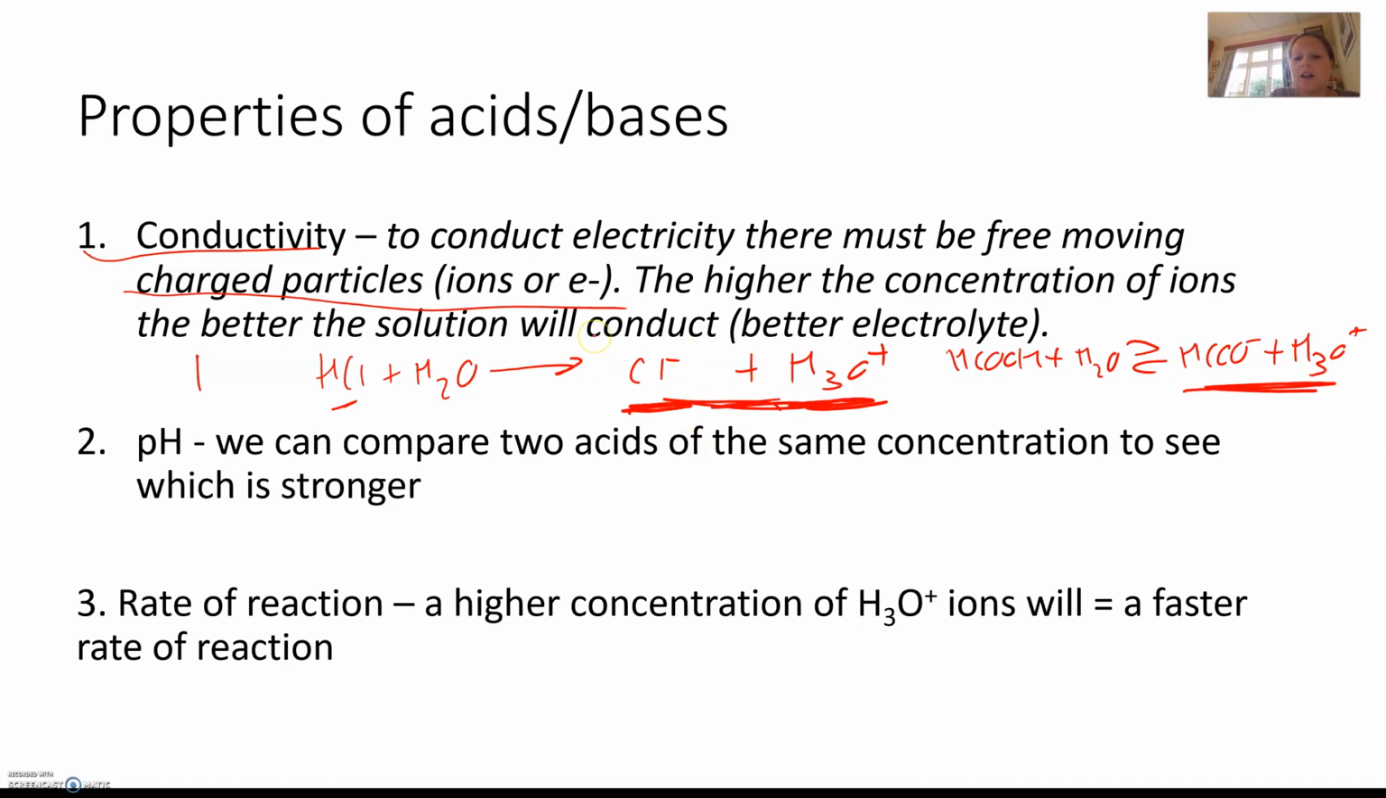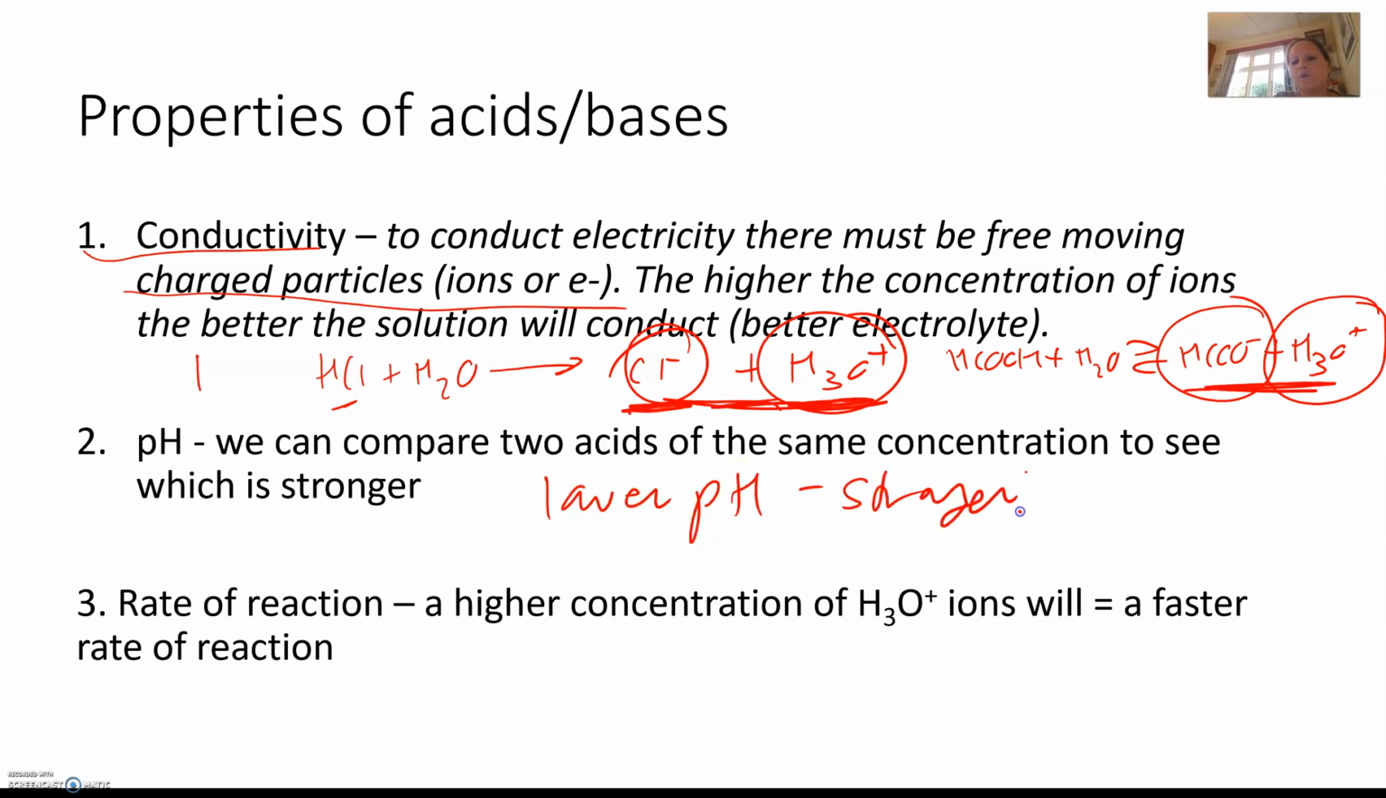Just remember, you lose marks if you say only H3O plus conducts. I don't know why kids think that. Both the ions do. So Cl minus would conduct, H3O plus would conduct, methanoate and H3O plus would conduct. Okay, pH: you can compare the pH of the two to see which one's stronger. So if you started with the same concentration of two acids, the one with the lower pH would be the stronger acid. But remember, you can only use pH as a comparison if you're comparing two acids of the same concentration.